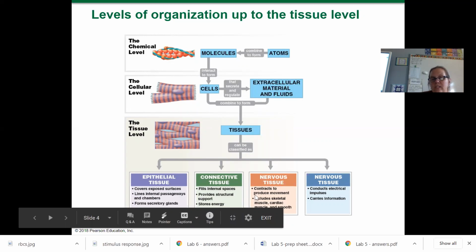Nervous tissue is specialized to produce, oh my goodness, here is a nice typo on this picture. Sorry about that. This should be muscle tissue. It contracts to produce movement. It is correct in your textbook though. So this should be muscle tissue, which contracts to produce movement. And then here's nervous tissue, which is specialized to conduct electrical impulses.